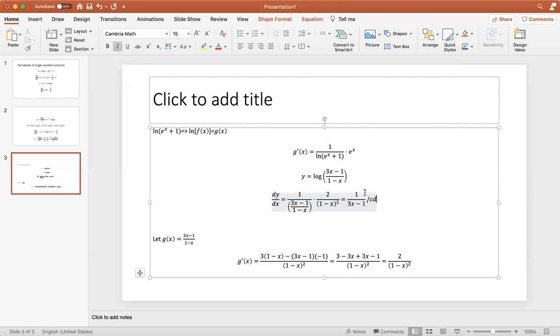Let's try this. Dot. Oops. Sorry, I'm slowing down. Okay. C dot. Right, another fraction. So you'll cancel 1 minus x, and it just becomes 1 minus x. Right, 1 minus x, and you'll have 2. So that would be the derivative of log of the function 3x minus 1 over 1 minus x. Okay.